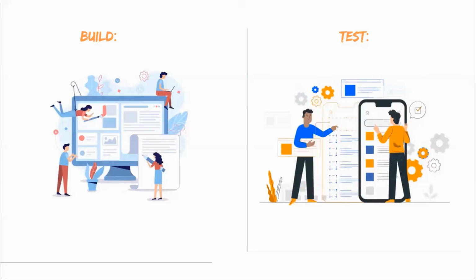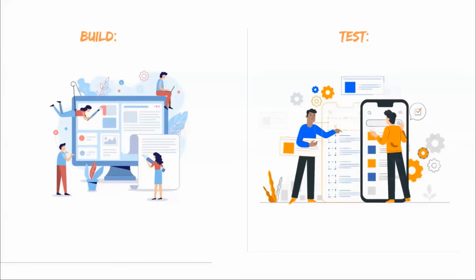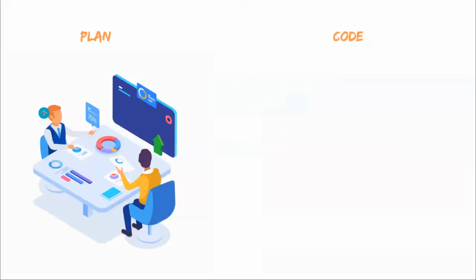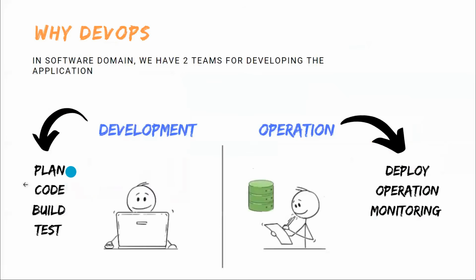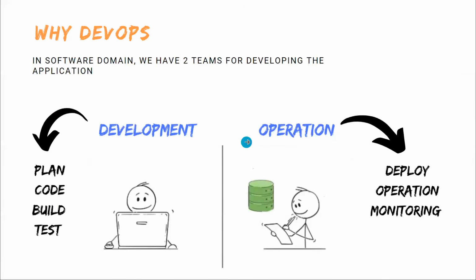Development team. Correct or not? So now team 1's work is done. Who is team 2 here? Operation team. If you see here, development has done all of these activities. Later, the work is going to be taken care of by the operation team. The operation team will do deployment, operate, and monitoring.